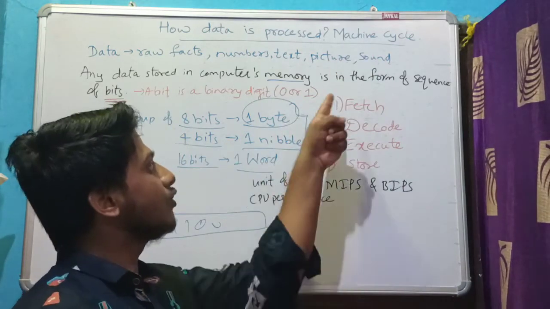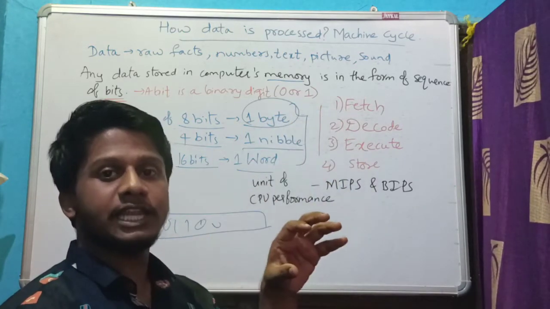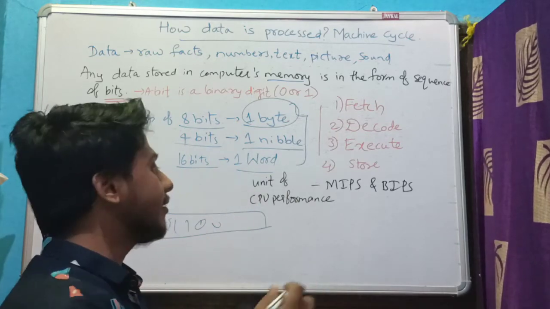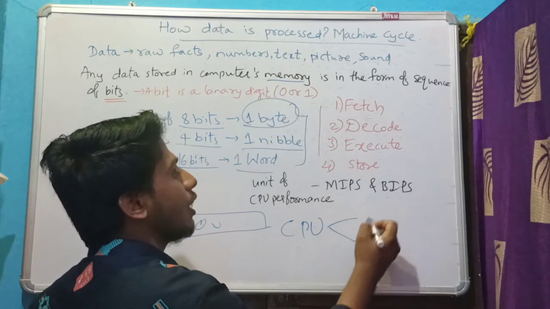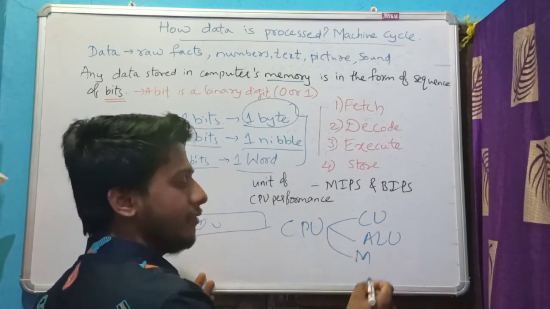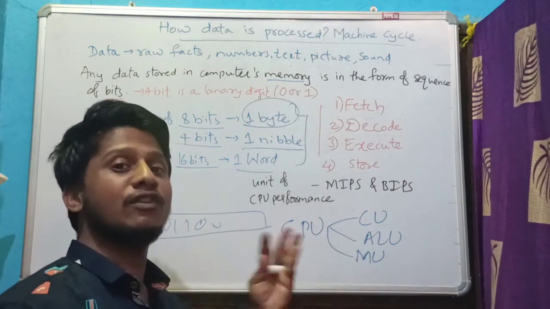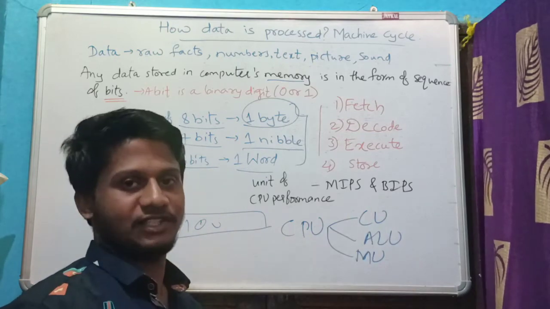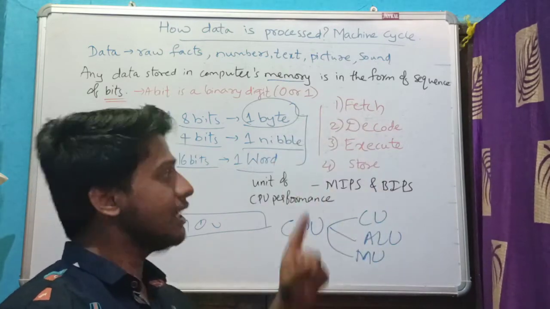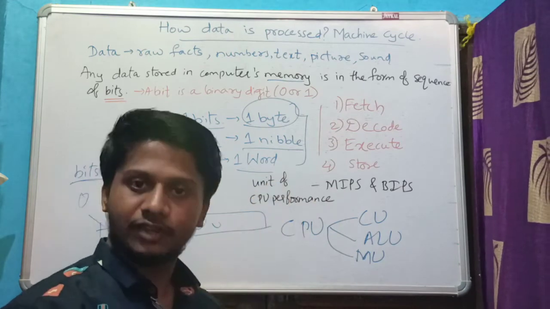The machine cycle includes 4 steps. The first is fetch. In the fetch stage, the CPU will fetch the data from the memory. In the CPU there are different units: we have the control unit, the arithmetic and logical unit, and the memory unit. When I say the CPU will fetch, it is the control unit that fetches the data from the memory during the fetch stage. In the decode stage, again the control unit will decode the instruction.